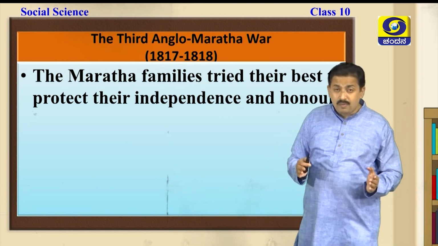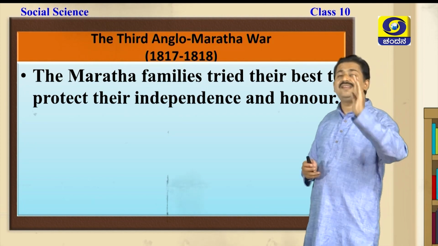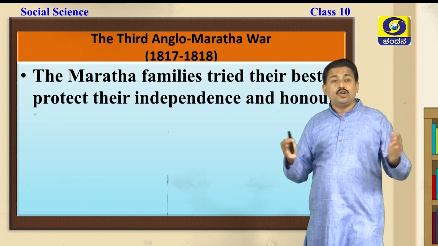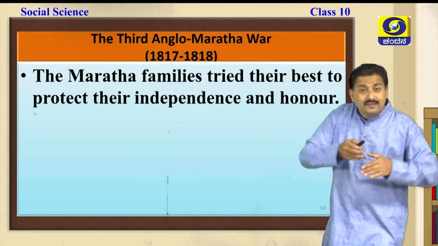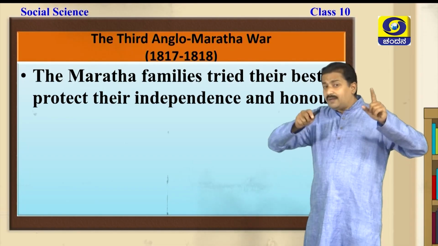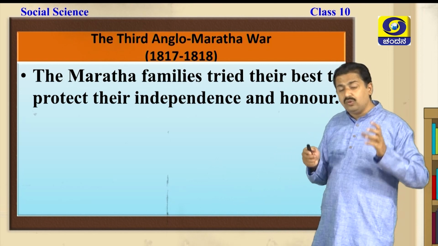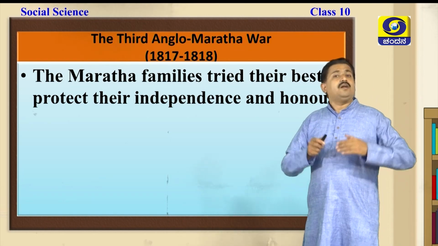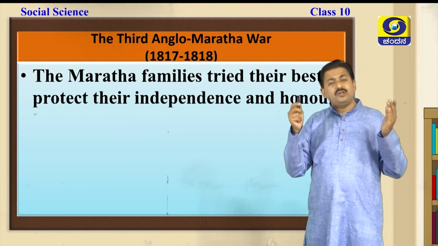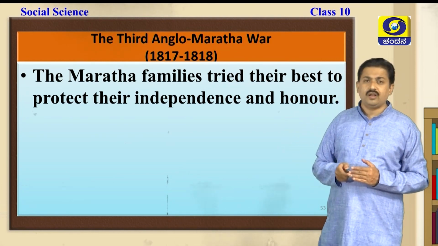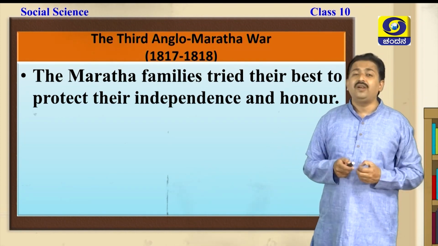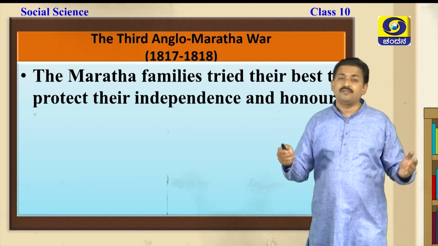The Third Anglo-Maratha War began in the year 1817. Maratha families tried their best to consolidate their power and to protect their independence and honor. Why? Because the subsidiary alliance made the rulers very weak. They had no political independence. For everything they had to listen to the British Governor General. This subsidiary alliance had taken away the political sovereignty of the Peshwa.